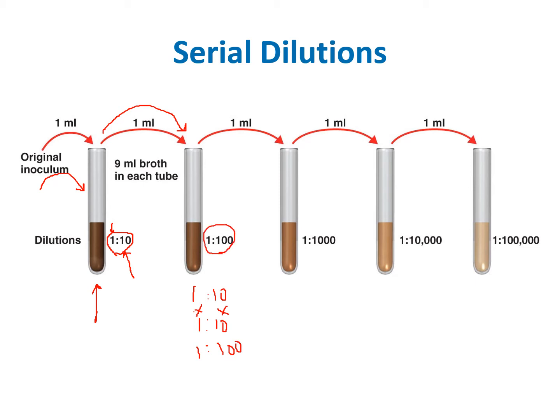If we take 1 milliliter of this 1 to 100 dilution and add it to a new test tube of sterile medium, we're basically going to have a 1 to 10 dilution of our 1 to 100 dilution. Okay, so if you multiply 10 times 100, what do you get?